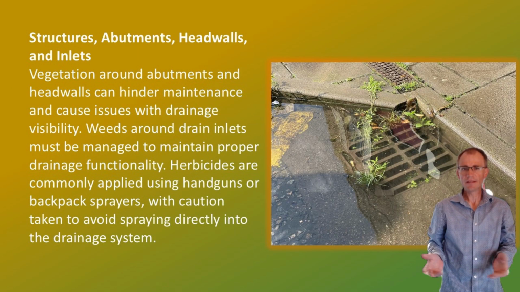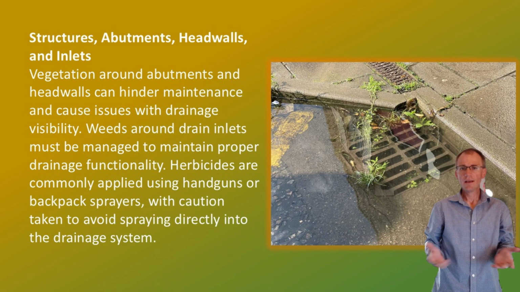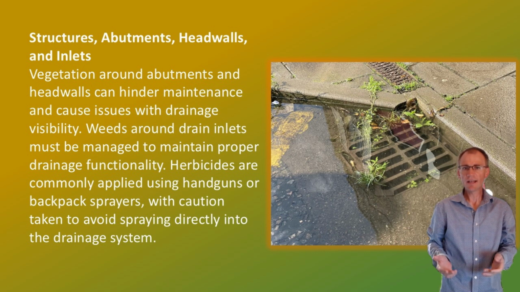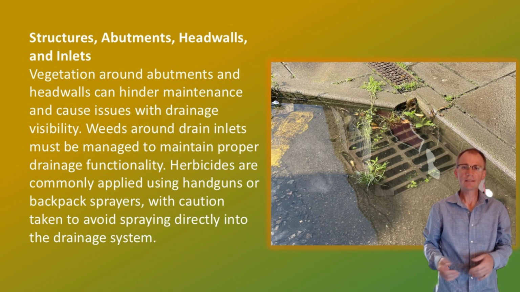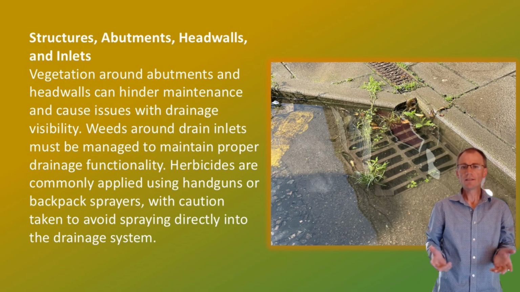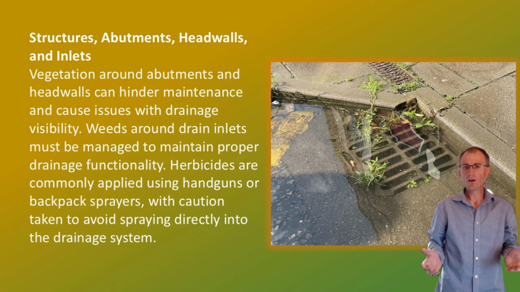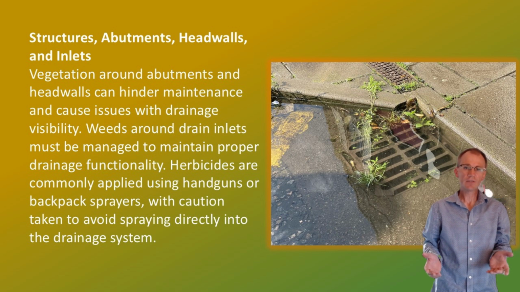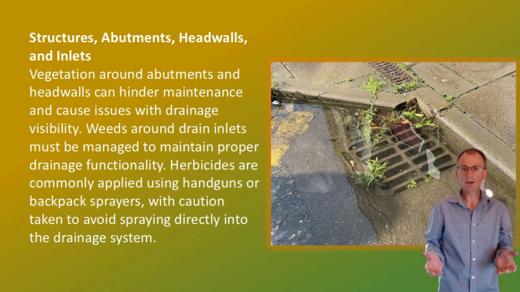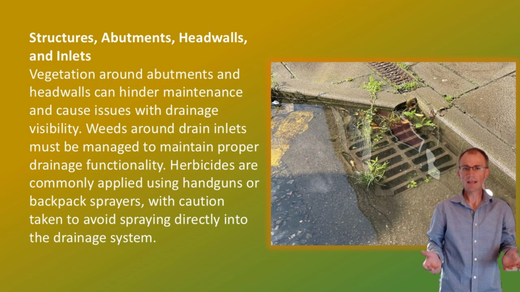Structures, abutments, headwalls, and inlets. Vegetation around abutments and headwalls can hinder maintenance and cause issues with drainage visibility. Weeds around drain inlets must be managed to maintain proper drainage functionality. Herbicides are commonly applied using handguns or backpack sprayers, with caution taken to avoid spraying directly into the drainage system.